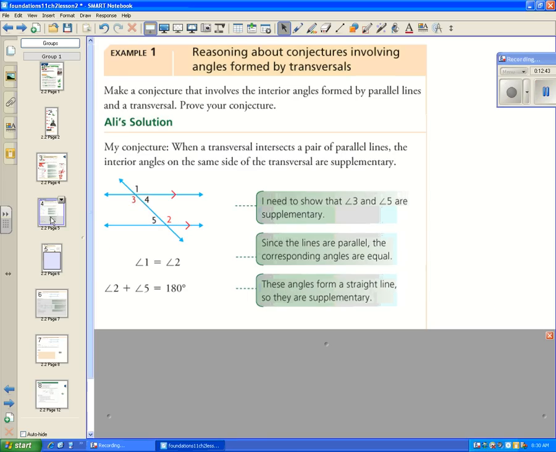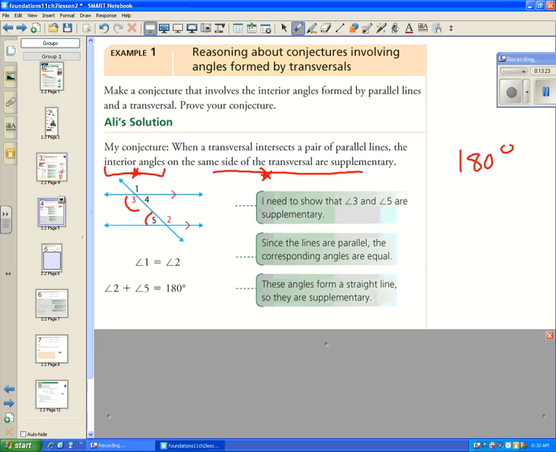Okay, and then we have Allie came in and she made a conjecture. Now I don't like her proof as much. It's not a formal two-column proof. We're going to practice more formal proofs, but she could have done this in a two-column proof. She says when a transversal line intersects a pair of parallel lines, the interior angles on the same side of the transversal are supplementary, and supplementary means adding up to 180 degrees. So she needs to show that angle 3 and angle 5 are supplementary, since those are interior angles and they are on the same side of the transversal.